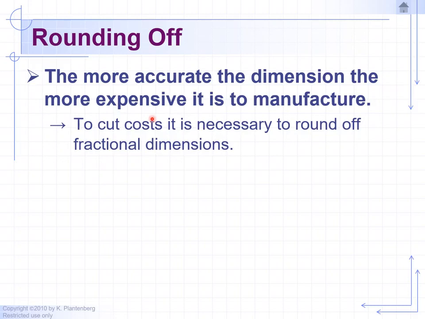The more decimal places, the more expensive. To cut costs, it is necessary to round off fractional dimensions. And once again, the fewer decimal places, the cheaper the part will be. Only use more decimal places when accuracy is needed.